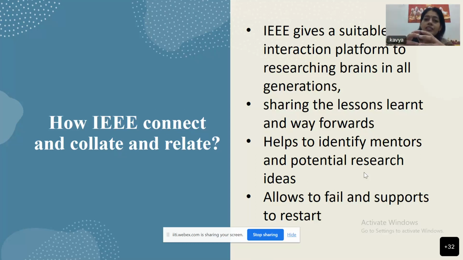And for young researchers, this platform helps to identify their mentors. For the very senior researchers, it helps to identify the budding potential, the budding research idea, and to find the spark in the student, put him in the right perspective, and then work together. I can very safely say IEEE allows you to fail and supports you enough to restart with full confidence.